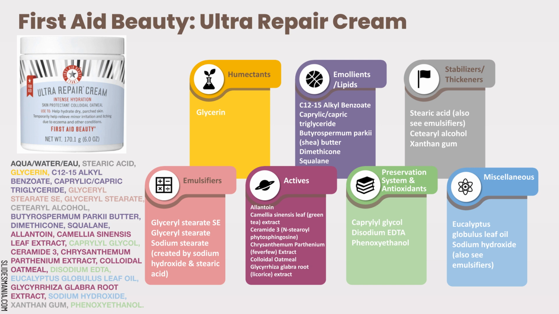Again, water the first ingredient as the solvent, some fatty acids and alcohol here to stabilize, thicken, and also provide some rich creaminess and moisturization. Glycerin is included as a humectant. The first 2 emollients I've listed are inexpensive esters and are the main liquid emollients in this product.